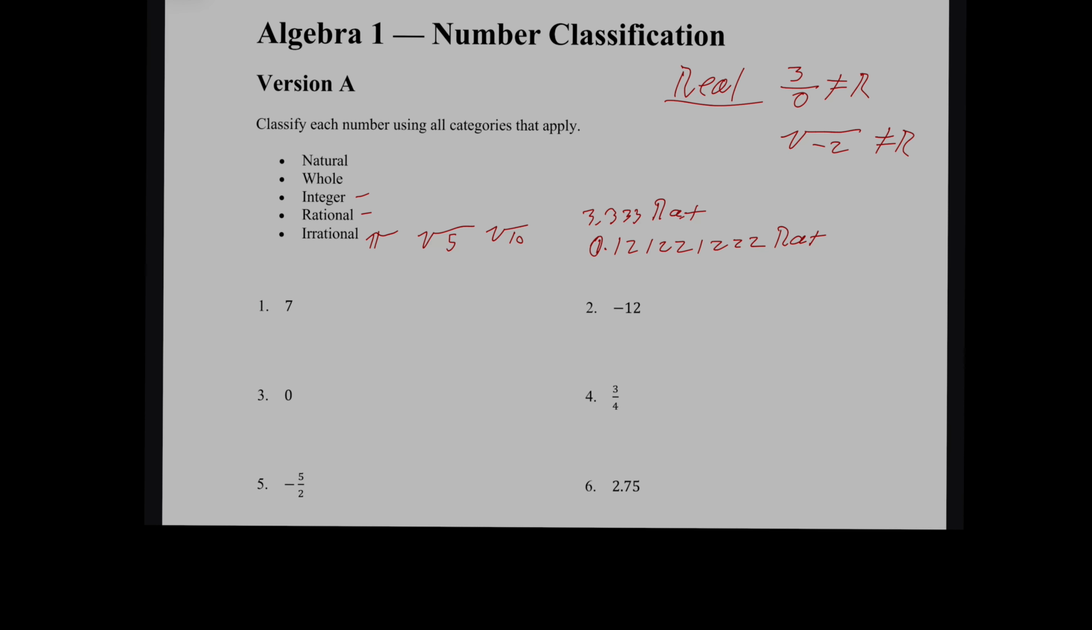An integer is just a non-decimal. I know I went over this in the video, but just to do it right here: natural and whole numbers are pretty much the same. These are just going to be positive numbers. The only difference is whole includes 0, while natural doesn't include 0. Okay, so let's go through these.